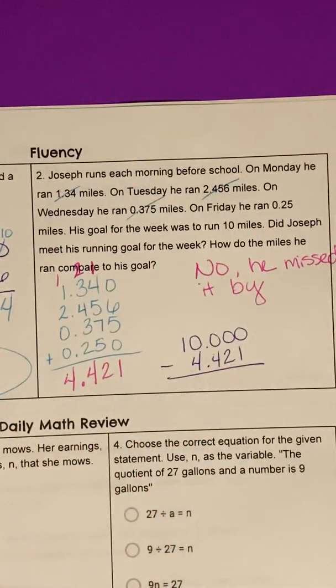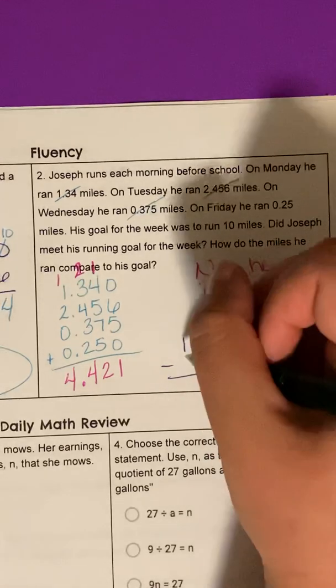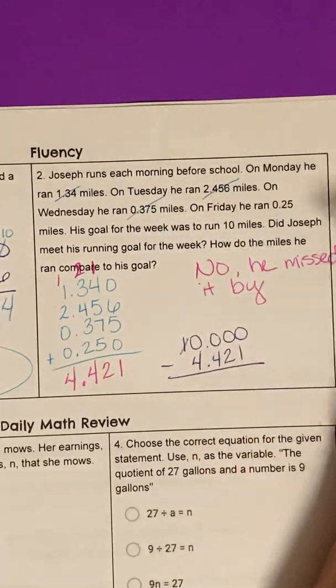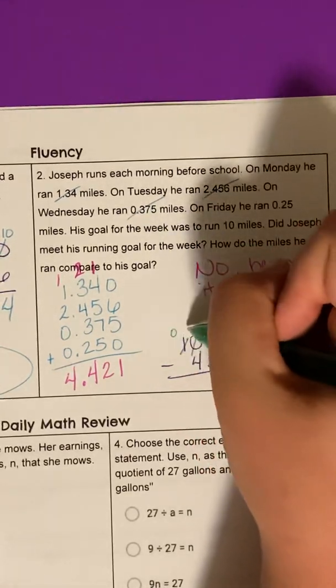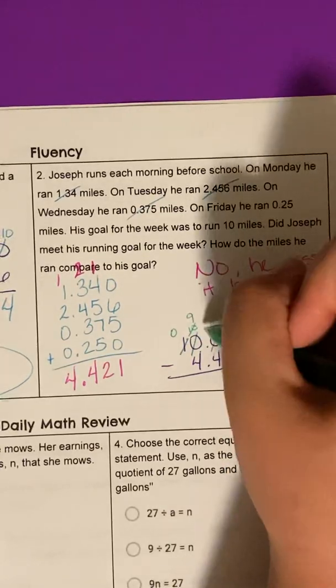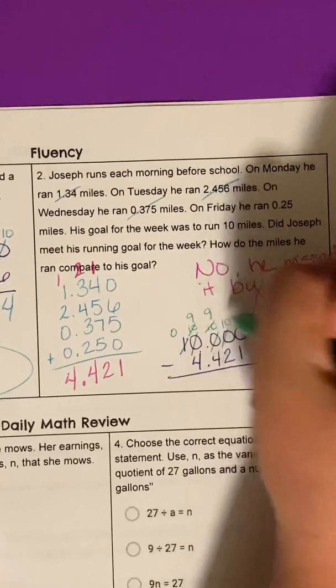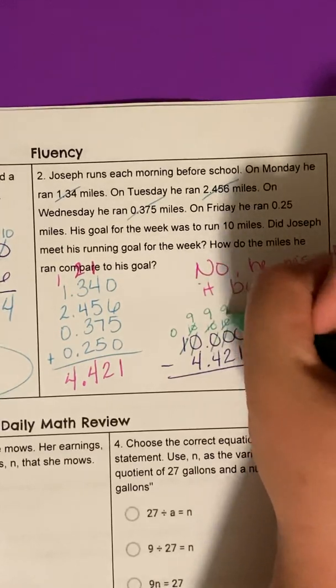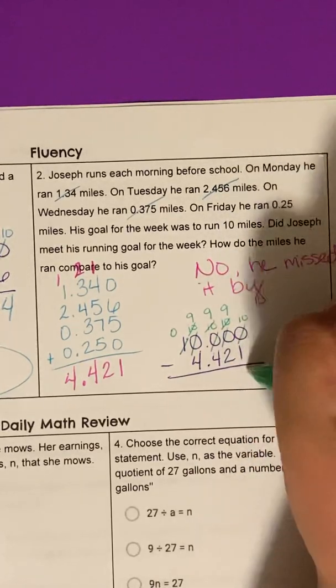So now when we subtract 0 minus 1, we cannot do. So this 0 needs to become, or this 1 needs to become a 0. 0 is going to become a 10 to make it a 9 to make this one a 10. Now we can borrow from this one, turn this into a 9 to make it a 10. Now we can borrow from this 10 to make it a 9 to make this a 10. 10 minus 1 is 9.